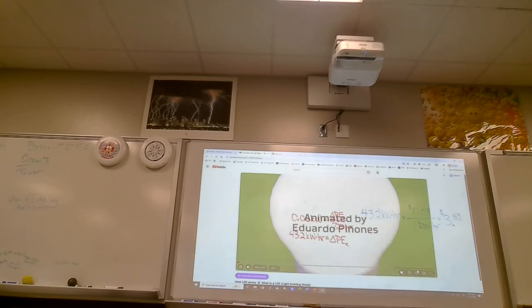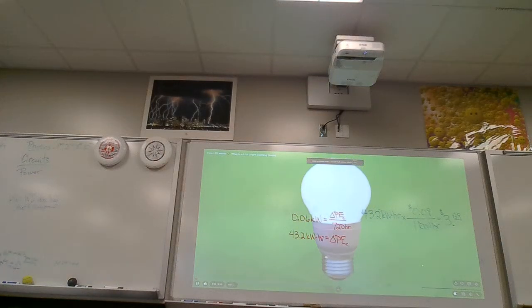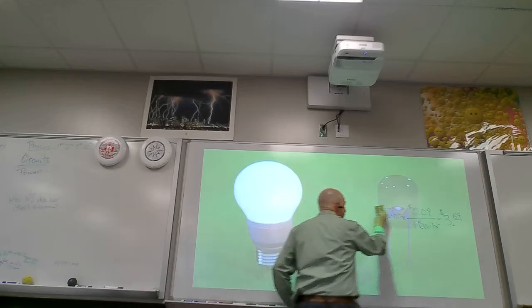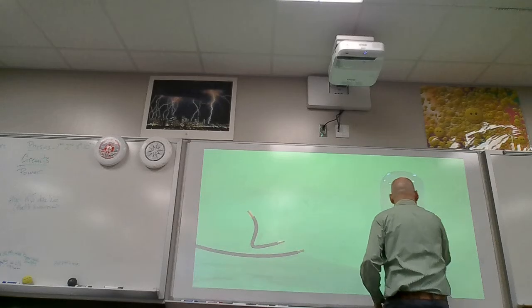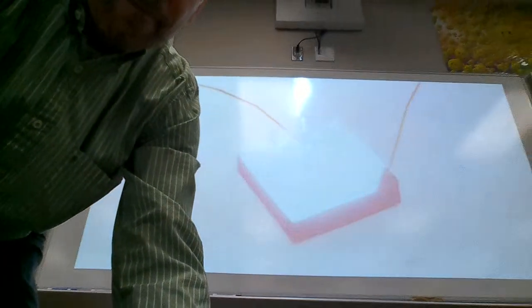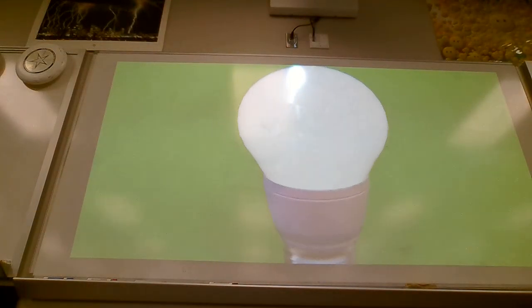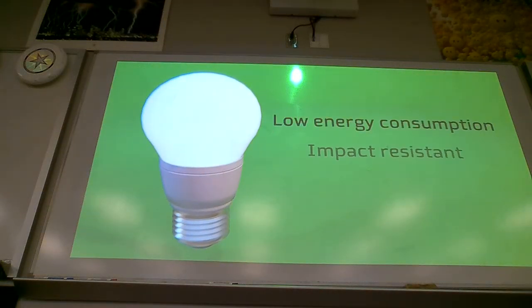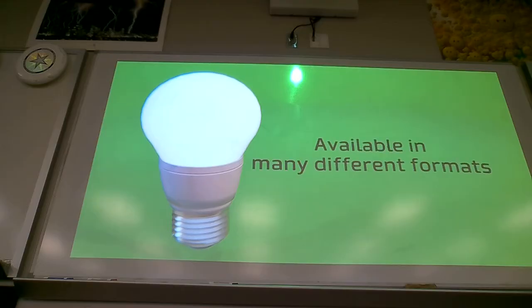One of the most common ways to generate light nowadays is by using a light-emitting diode, or LED. Like the rest of the diodes, as we saw in a previous video, one of its characteristics is that it only allows the passage of electric current in one direction. But we didn't talk about why they emit light. So in this video, we will talk about it. LED lights have several features that make them one of the preferred options to illuminate, such as having low energy consumption, greater impact resistance, and a longer lifespan, and because of this they are available in many different formats.